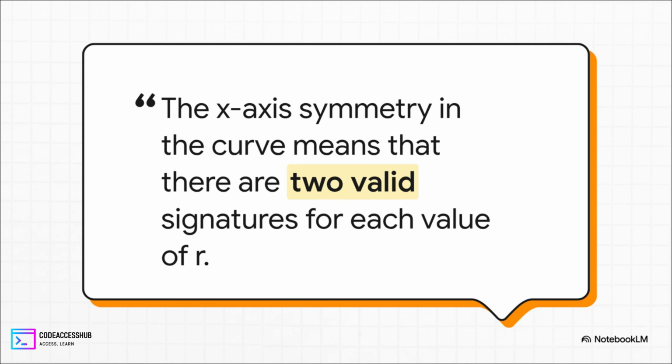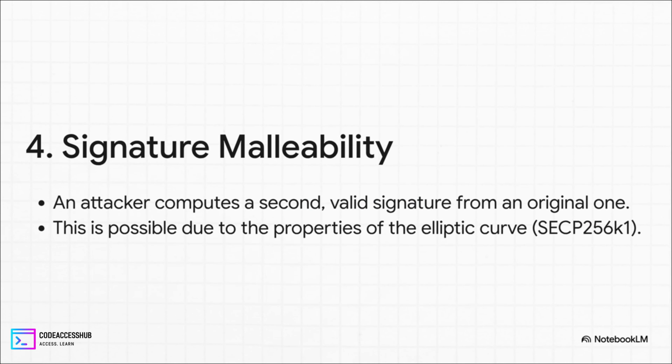It's a quirk in the numbers that means for every single valid signature, you can actually calculate a second equally valid twin signature. It's wild. This is called signature malleability. An attacker doesn't need your private key or anything. They just use a little bit of math to generate this twin, replay your action, and cause all sorts of problems if a system isn't built to handle it.